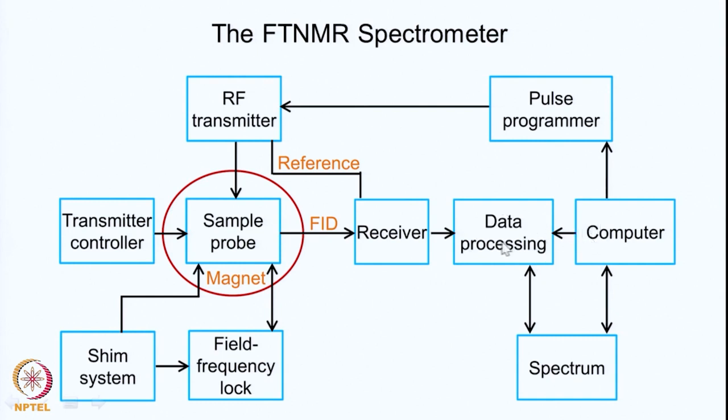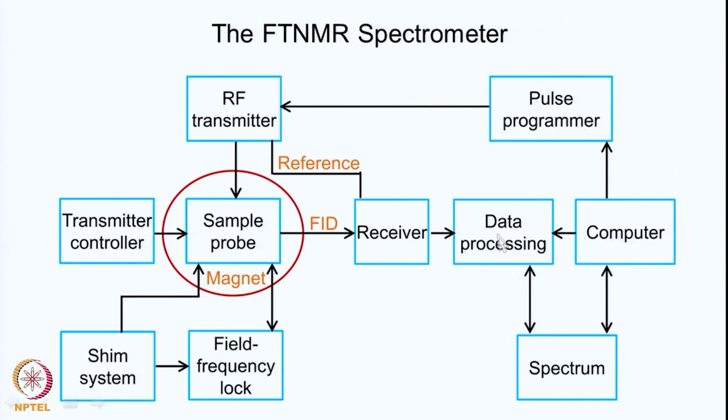Why do you need the computer? Because you need to have precise control. You have to have the pulse. You have a pulse programmer here which generates the RF pulse and sends it here. The pulse programmer means you apply a pulse which is of the order of microseconds, 10 microseconds, 10.2 microseconds, 1.2 microseconds. So that precision and timing control is required, and therefore the central element of the spectrometer will be the computer. The computer can manage all of this.